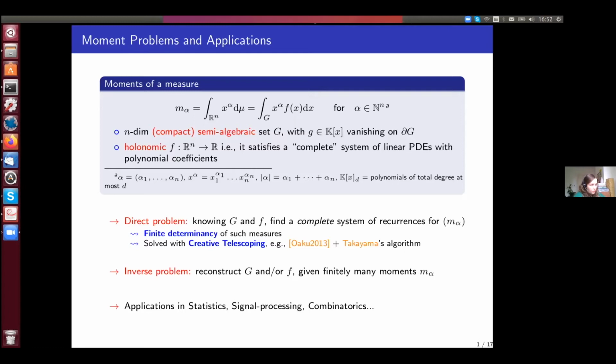Regarding the inverse problem, that is, if we are given finitely many moments, how can we reconstruct at the same time the support and/or the density F? There has been some work, but this is, let's say, less developed from the computer algebra perspective, and this is more what I'm going to focus on today.